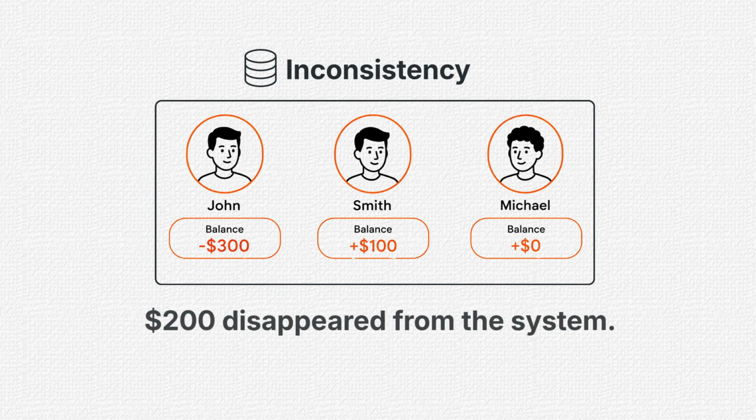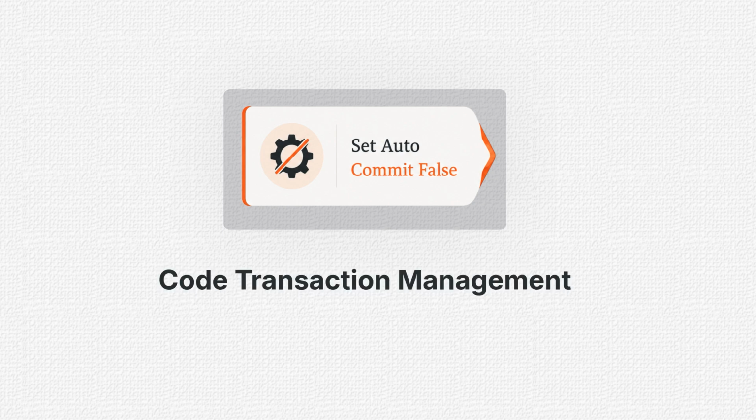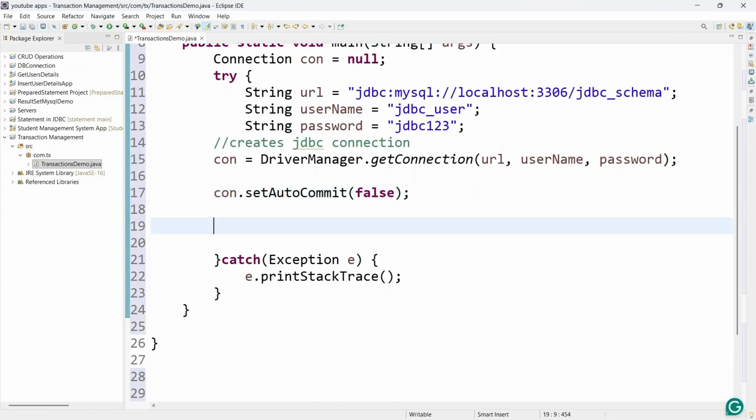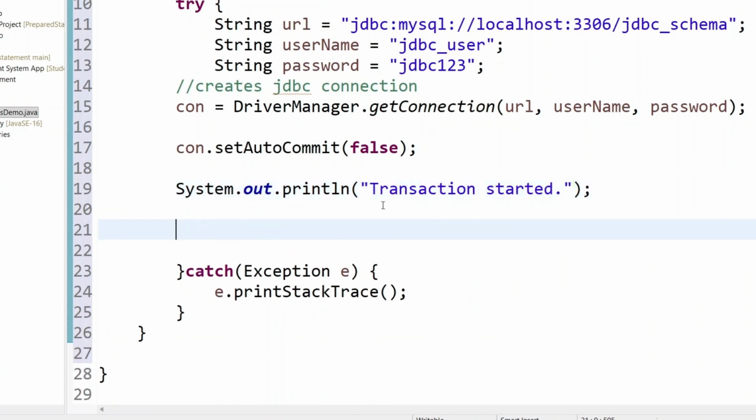To prevent this, we disable auto commit using setAutoCommit(false). Now let's code this example in JDBC and see transaction management in action. After this, just write a "transaction is started" message. Our first transaction is to send $100 from John's account to Smith's account.